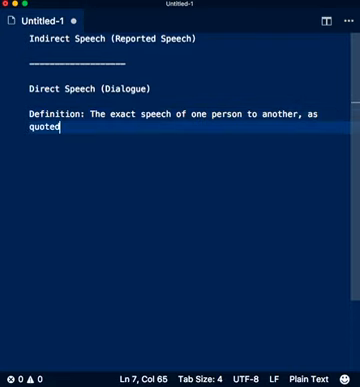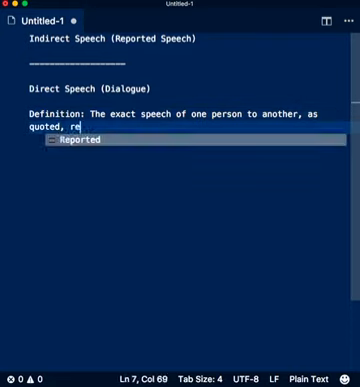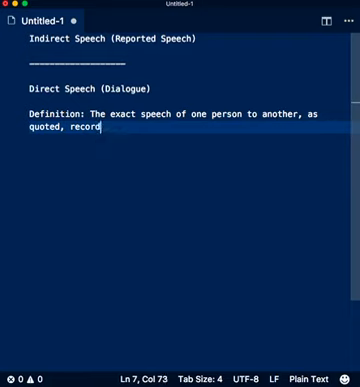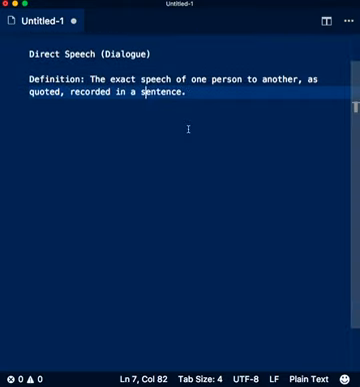So we can say, as quoted, recorded in a sentence. Okay? Now we've used a subclause here, as quoted, so the sentence has to make sense if we take that out. Okay? So the exact speech of one person to another, recorded in a sentence. That's a good definition for direct speech.